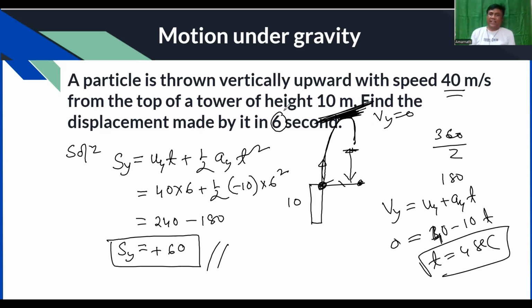But you are given 6 seconds. It means 4 seconds it goes, 2 seconds it comes back. Okay. So ultimately, it gets this position. So this will become the displacement. Is there any doubt? No, sir. Okay, very nice.